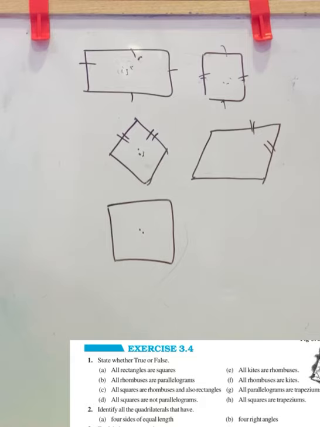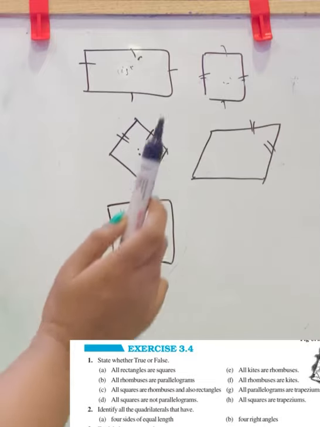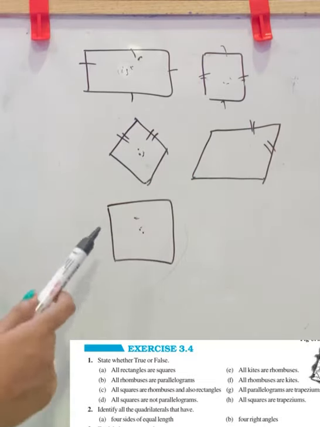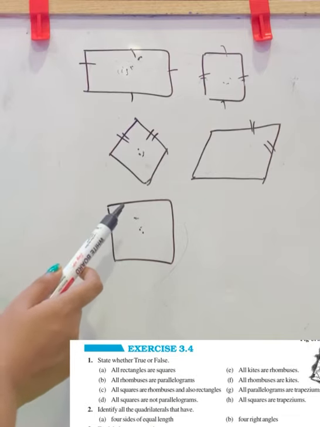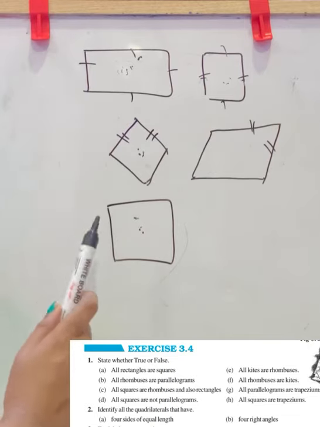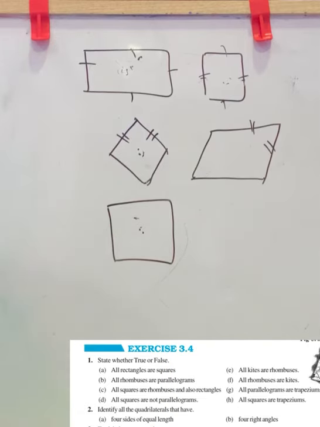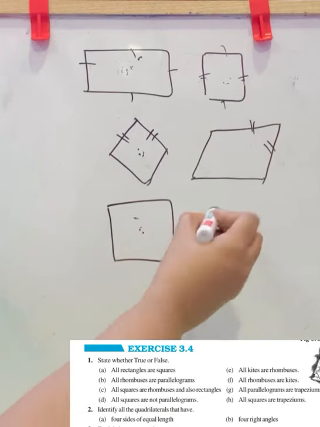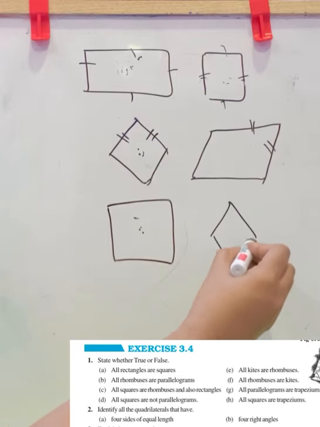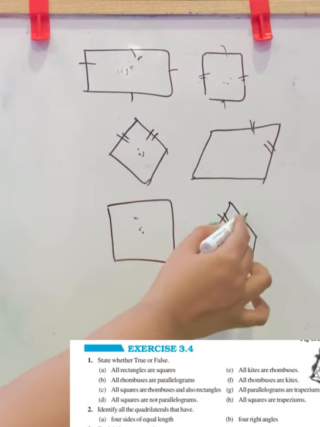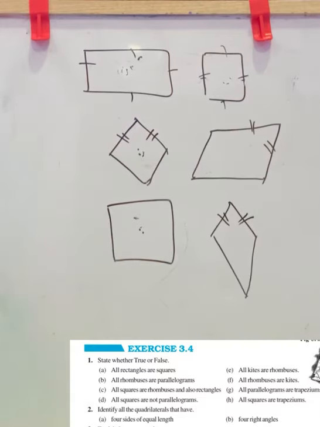Next, all squares are not parallelograms. False. All squares are parallelograms also because it satisfies all the properties of a parallelogram. So, it is false statement. Statement is all squares are not parallelograms. It is false. All squares are parallelograms. Next, all kites are rhombus. No, kite is like this. It is not a rhombus. In rhombus, all the sides are equal, but in a kite, only adjacent sides, that is consecutive sides, are equal.